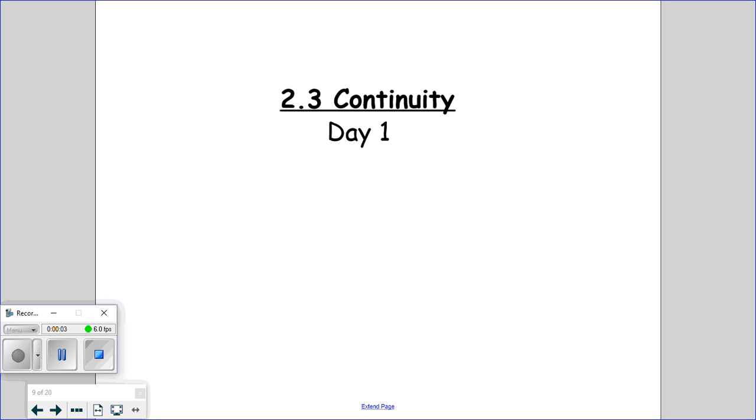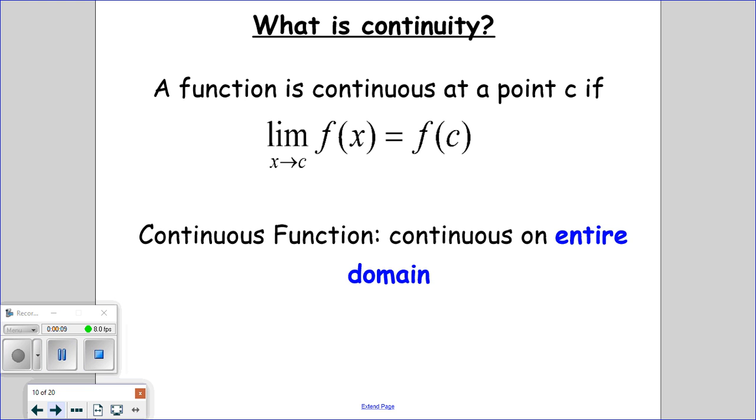Okay, continuity, section 2.3, continuous functions, again, is a topic that you were introduced to back in pre-calc. What is continuity? What does it mean to be a continuous function? A function is continuous at a point if the limit at that point exists and it also equals the function value. So remember what it means for the limit to exist.